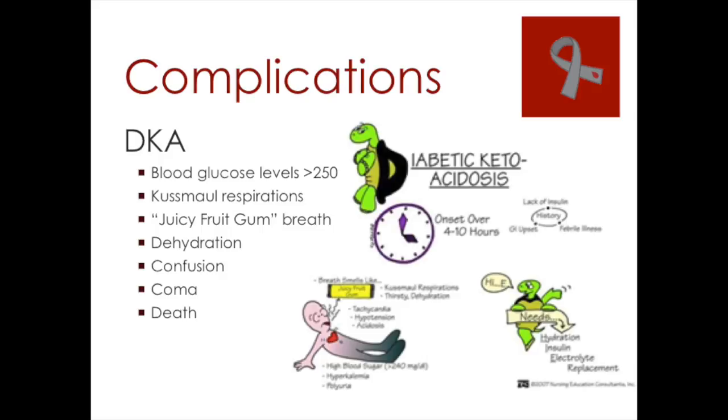And your body tries to get rid of the accumulation of acid with Kussmaul respirations, a labored breathing pattern that is rapid and deep. An increasing level of ketones in the body causes one's breath to smell like juicy fruit gum, as you can see in the picture here. Dehydration is another symptom of DKA, along with confusion, and left untreated, coma and eventually death can occur.